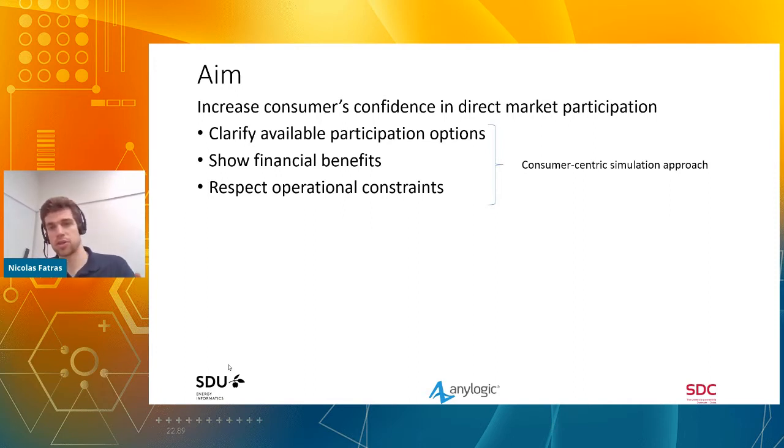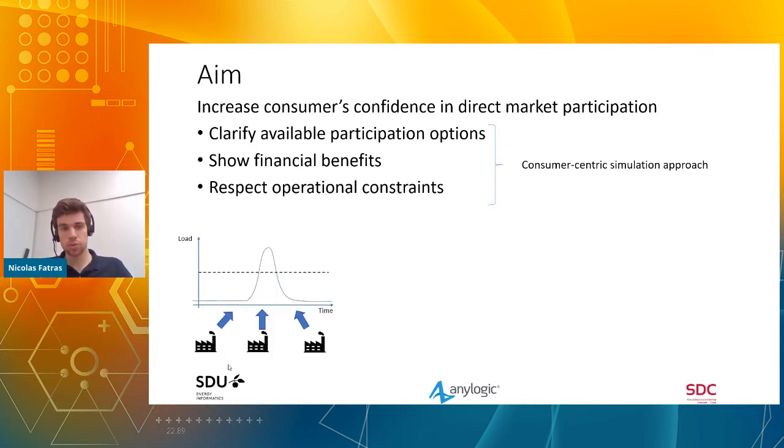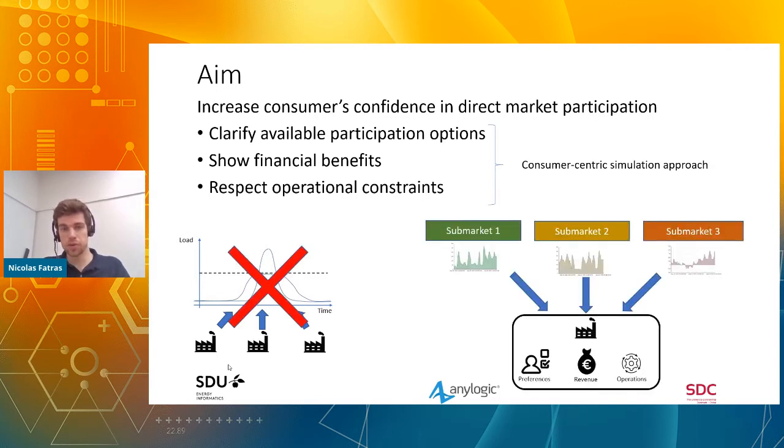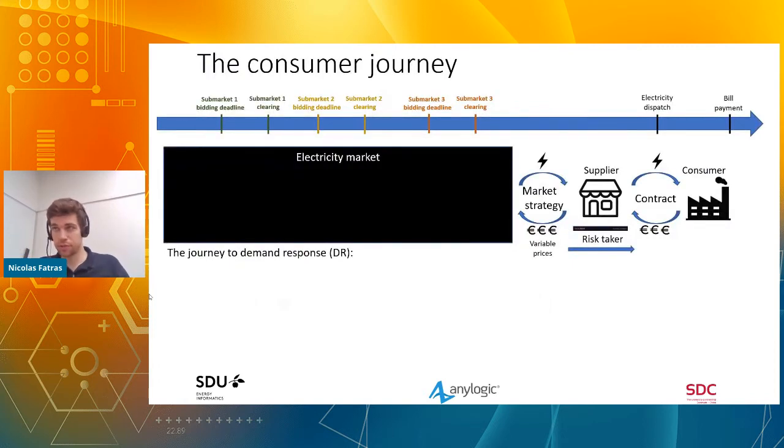So that's why I call it a consumer-centric approach. We make sure that the consumer's requirements are met. And just to make sure we're all on the same page, what we're not modeling here, for example, is a bunch of different industrial consumers and seeing how that would flatten out the curve. That's not what we're doing. What we're focusing on is one single industrial consumer, and essentially seeing how different submarkets will affect both its operations and its revenue, depending on its operational preferences. So that's to create the framework.